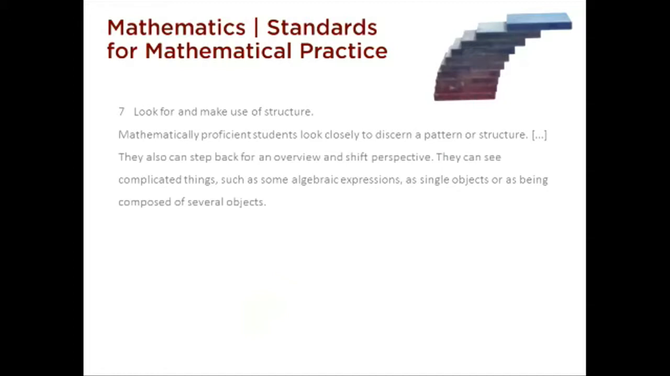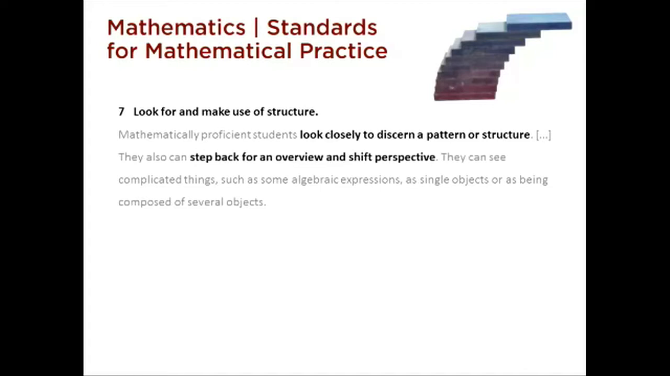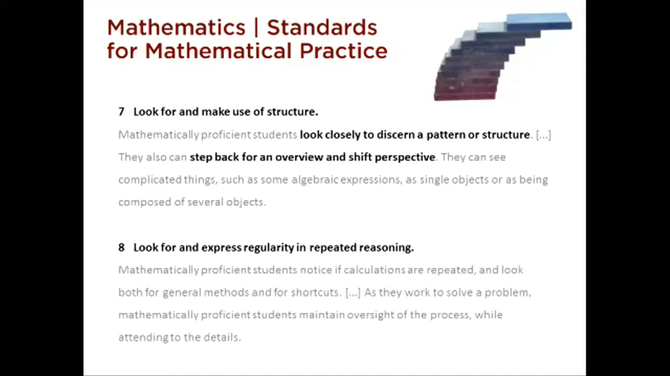Before we take a closer look at their explanations, let's revisit a couple of standards for mathematical practice. Standard number 7 says students should look for and make use of structure, that they should be able to look closely to discern a pattern or structure, and step back for an overview and shift perspective. Students who are using this ability should be able to look past numbers and calculations to make connections to more abstract concepts and ideas. Standard number 8 asks students to look for and express regularity in repeated reasoning. They should maintain oversight of the process while attending to the details, and be able to find patterns in their calculations and use these patterns to simplify their work or connect to a broader concept.